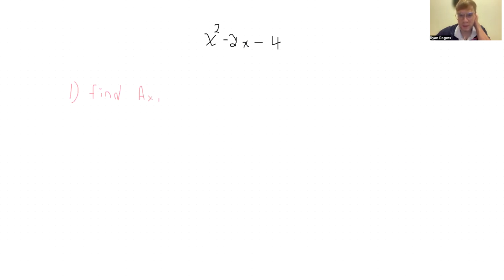I gotta go fast if I want to fit this in. It's okay if it goes over a little bit. Axis should be of symmetry. Darn it. Axis of symmetry.